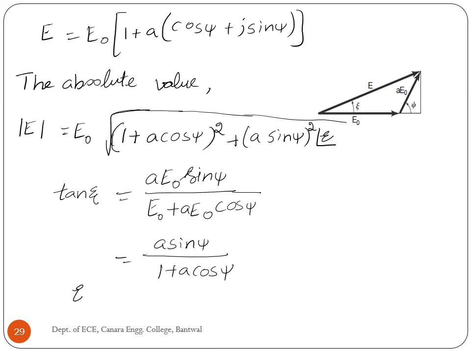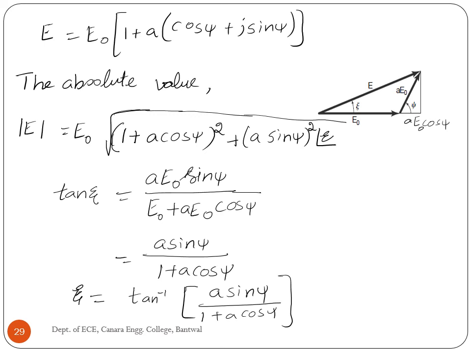So the phase is equal to tan inverse of A sin xi divided by 1 plus A cos xi. We know that this length is A E naught cos xi and this is A E naught sin xi. Therefore, we could write the zeta value.